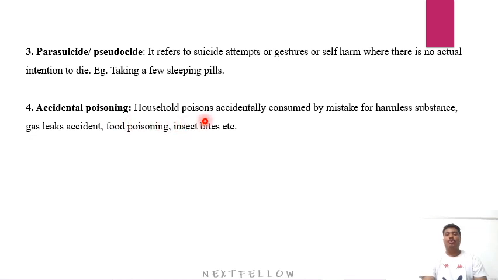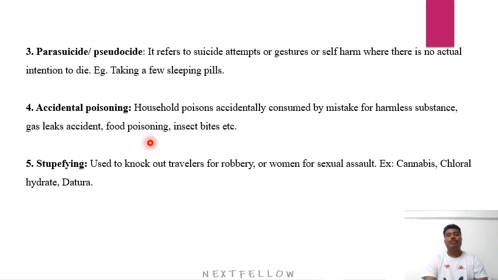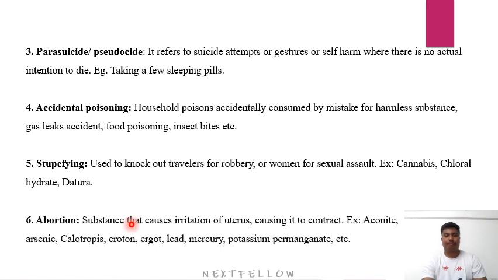Accidental poisoning: household poisons accidentally consumed by mistake for harmless substances, gas leak accidents like the Bhopal gas tragedy, food poisoning, insect bites, etc. Stupefying poisons: used to knock out travelers for robbery or women for sexual assault. Examples are cannabis, chloral hydrate, datura, etc.